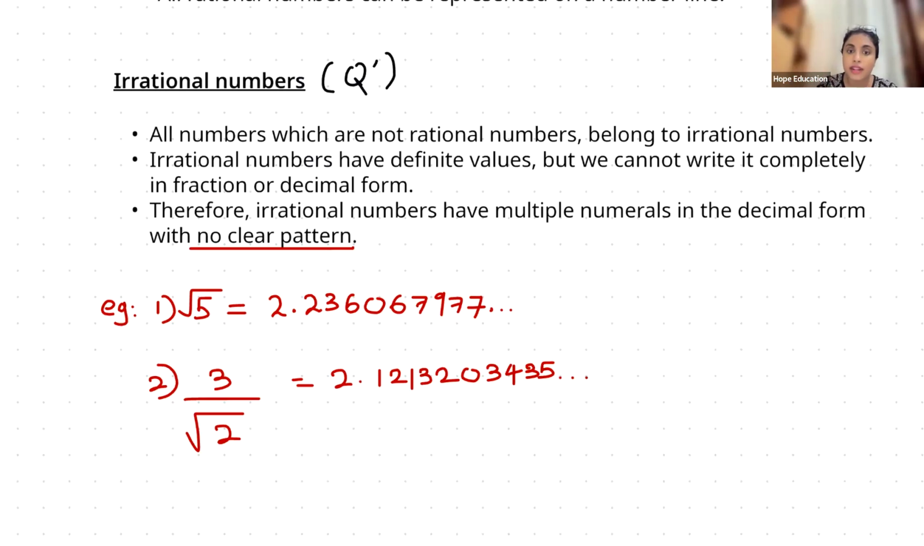We can't find the ending, and even then we can't find any pattern. Decimal numbers, you can see there's no pattern. They're just randomly occurring. So these are what we call irrational numbers.